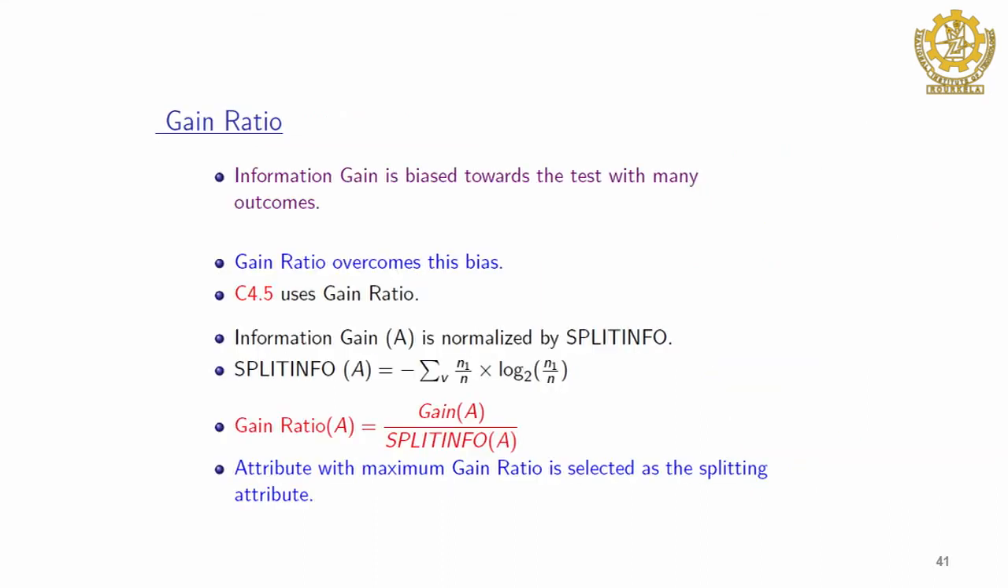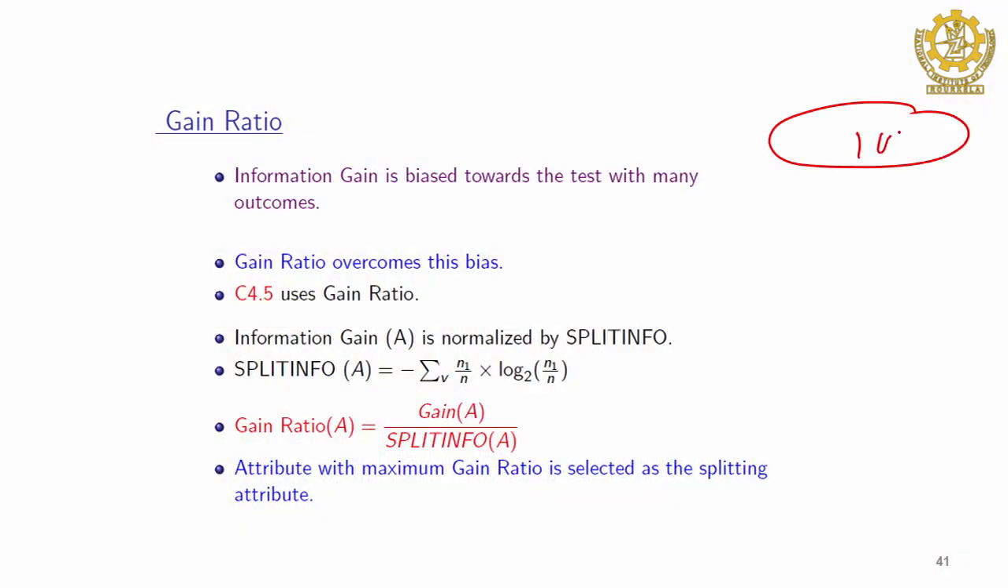So, information gain is biased toward the test with many outcomes. Let us say with students, we have 100 students and roll number will be one of the attributes. Okay. Now, if you split based on the student's ID or student's roll number, then what will happen? Each student will have a unique roll number. Therefore, you can make 100 children.